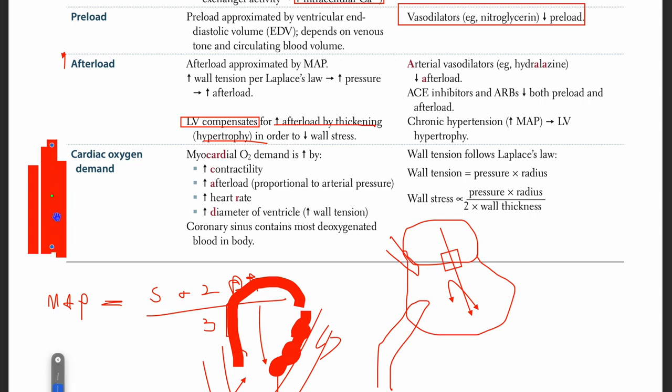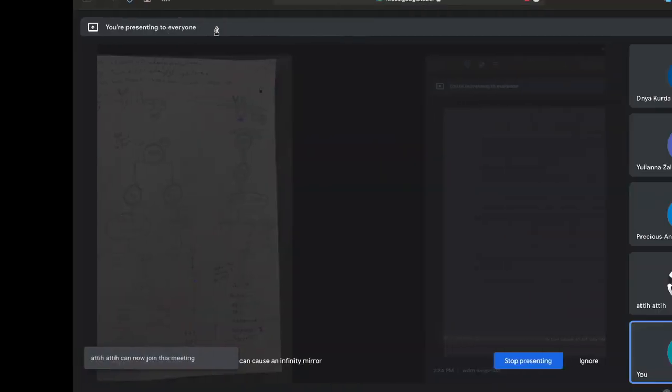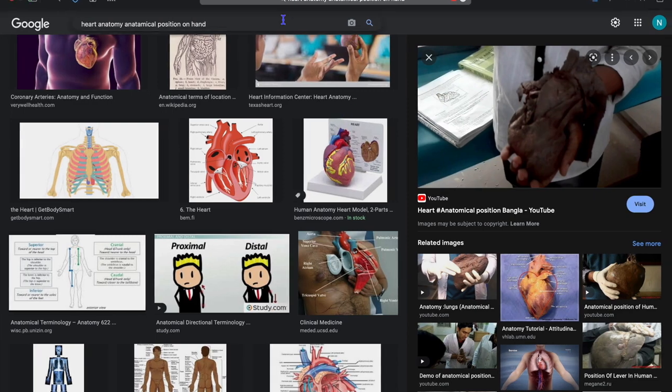And then the vessel now, remember, vessels also have muscles in them. They're called what? Intima, media, and externa, right? So it has three layers. Let me go into that.